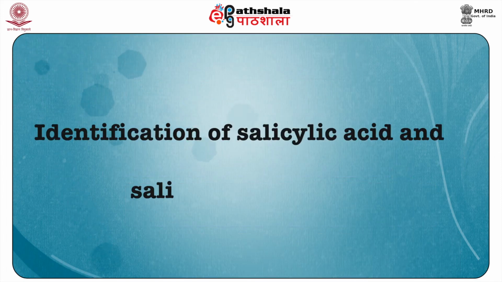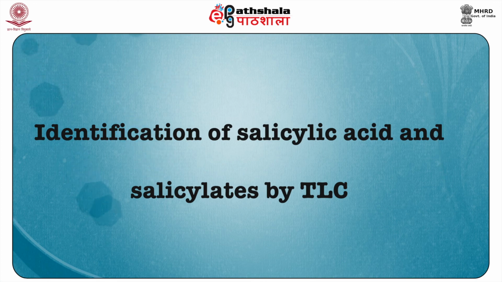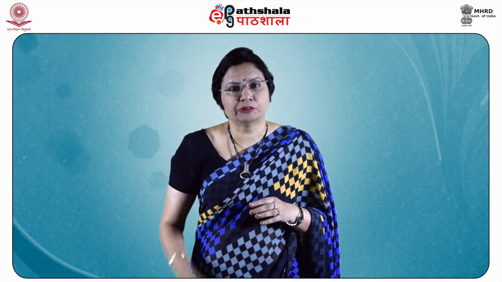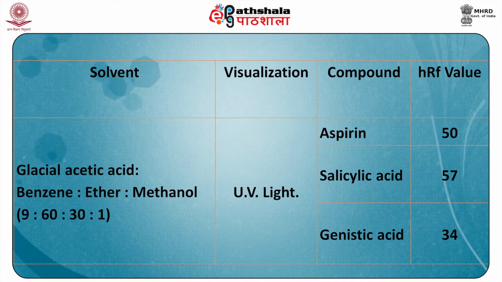Let us now look at the identification of salicylic acid and salicylate with the help of thin layer chromatography. And what are the conditions and the different solvent systems you have to take? The plates have to be coated with silica gel GF254 of 0.2 mm thickness. The method used will be the ascending technique. For the solvent system, you can take glacial acetic acid : benzene : ether : methanol in the ratio 9:60:30:1. And once you have developed this plate, the visualization you have to do with UV light.